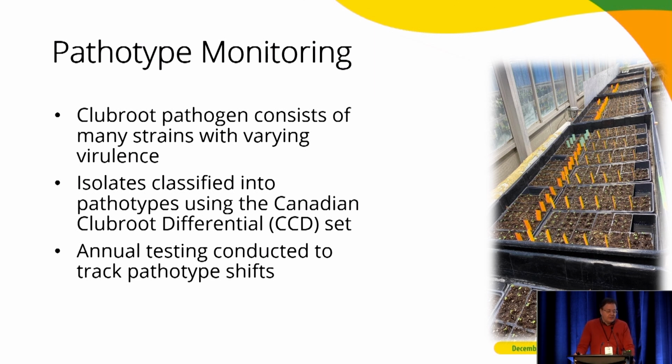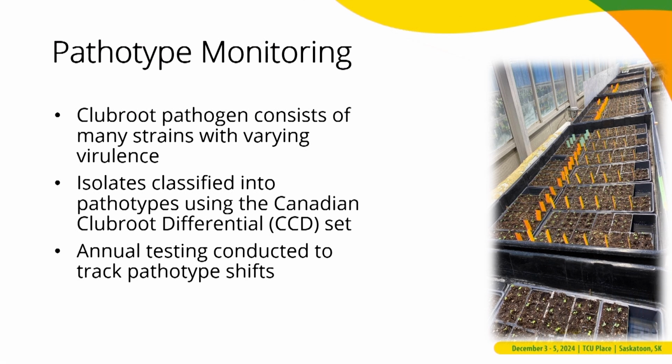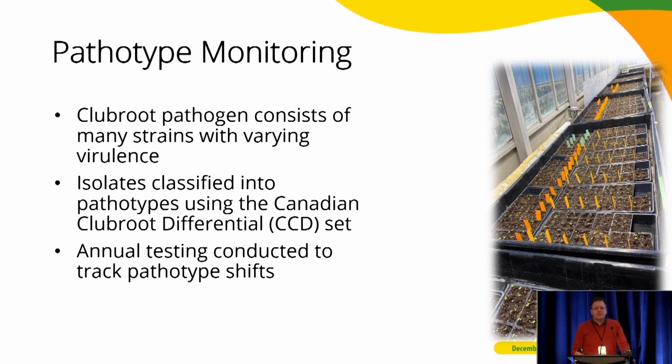Since we started our surveying, we've also been doing pathotype monitoring over the years. I think most people here would know that clubroot exhibits physiologic specialization and consists of many different pathotypes, sometimes called races. In Canada, for about the last 6 or 7 years, we've been classifying isolates into pathotypes using the Canadian Clubroot Differential test. Part of our testing is to track pathotype shifts and any changes in virulence.